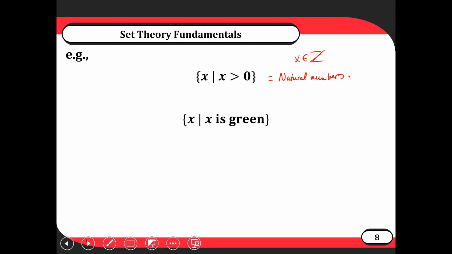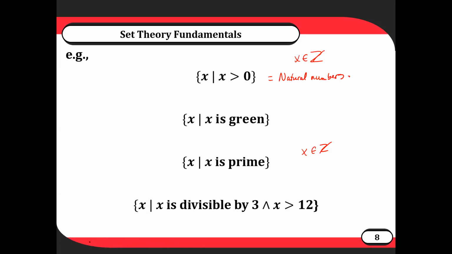We could say all the things that are green. The universe of discourse could be everything in the universe. That's fine. And this is X. X is prime again. The universe of discourse should be the integers.